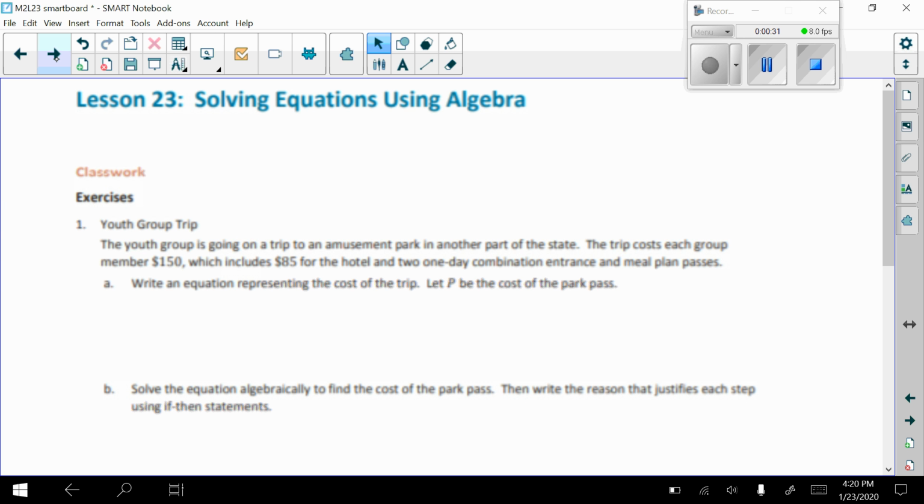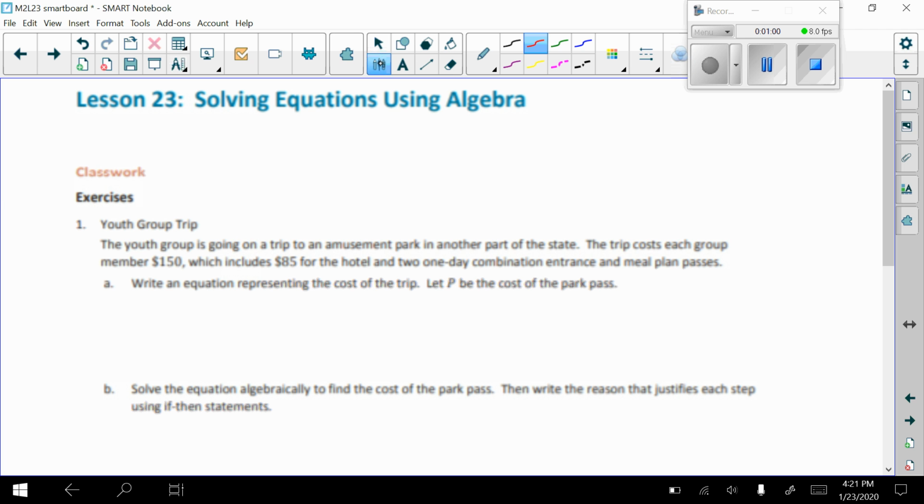A youth group is going on a trip to an amusement park in another part of the state. The trip costs each group member $150, which includes $85 for the hotel and 2 one-day combination entrance and meal plan passes. A. Write an equation representing the cost of the trip. Let P be the cost of the park pass. So they define the variable for us. That's awesome. We don't need to write our let statement, but we do have to write the equation itself.